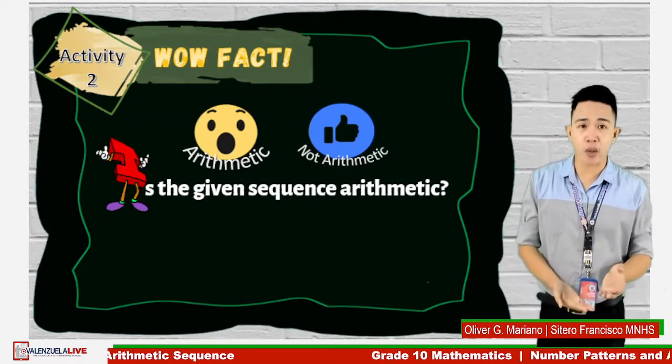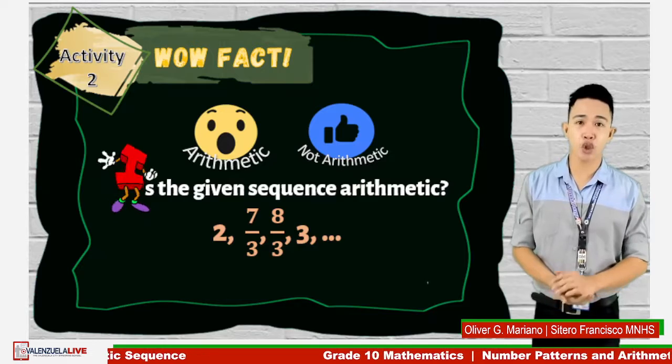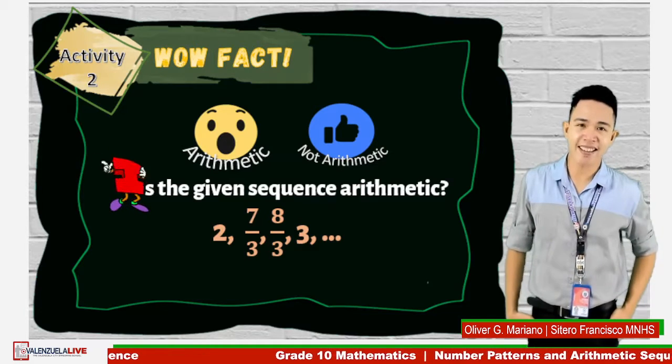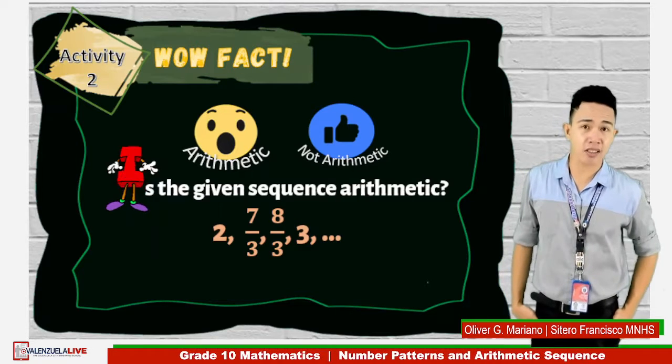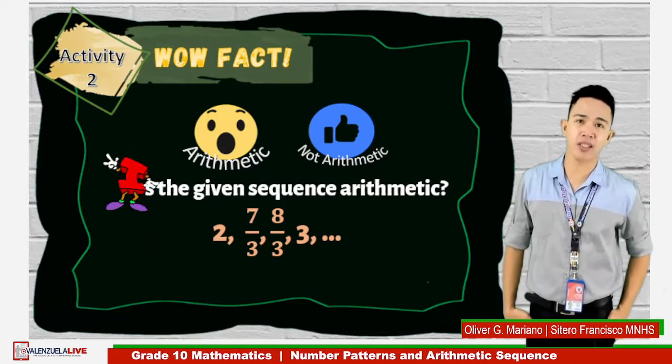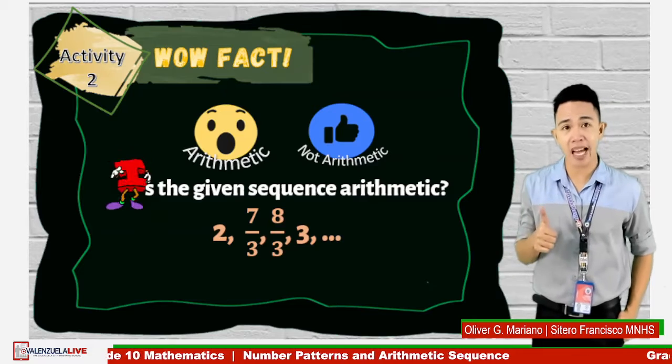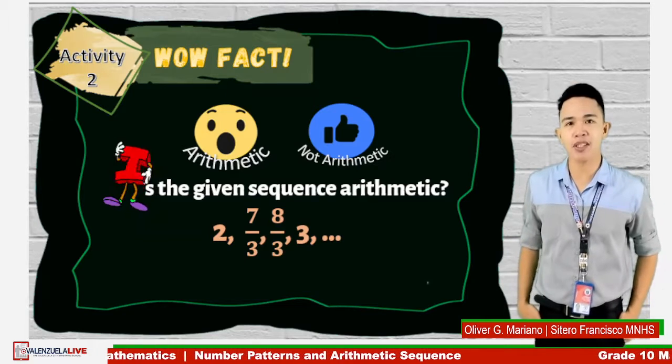Is the given sequence arithmetic? 2, 7/3, 8/3, 3, and so on. Hit the wow react button if it's arithmetic, and the like react button if it's not. Timer starts now.